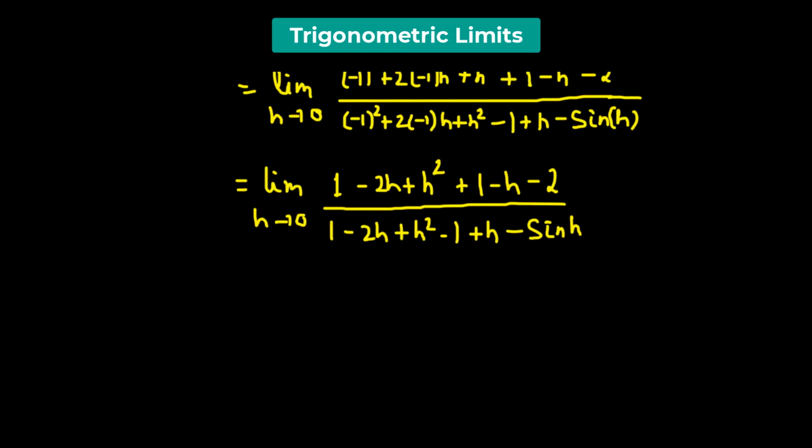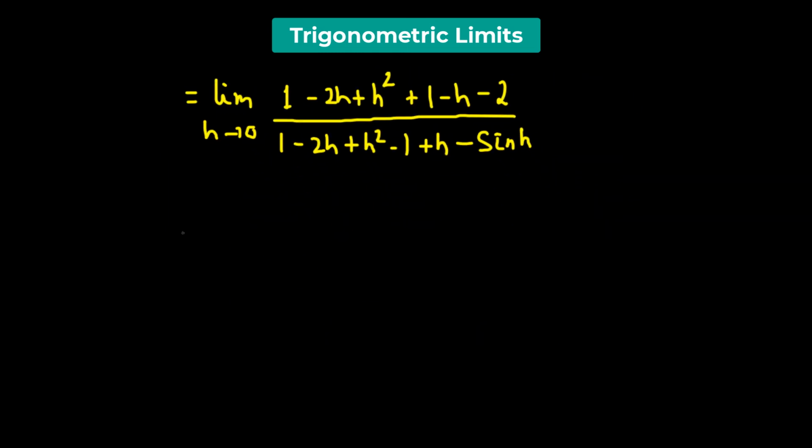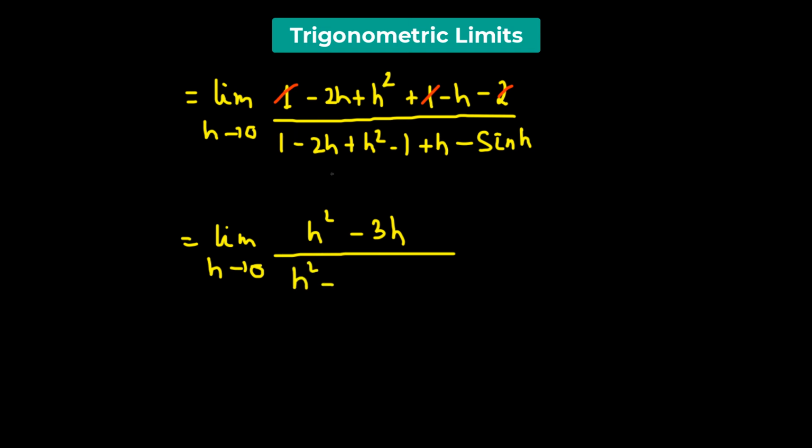Now we combine all the like terms, so that is going to give us limit h approaching 0. So here we have positive 1 added to positive 1, so that will be 2. So we have 2 minus 2, so that gets cancelled. Then we are left with h squared. We have negative 2h, negative h, so that will be negative 3h. Divided by, so the 1 and 1 get cancelled. So we have h squared minus 2h plus h, so that will be simply h minus sine of h.